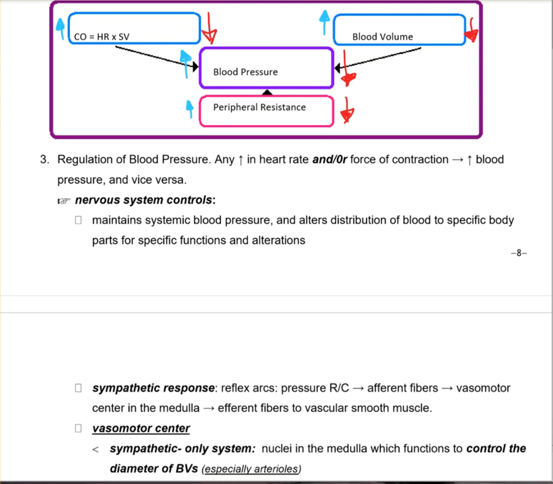Okay. Now, we talked a little bit about the regulation of blood pressure, nervous system controls for the heart, but we haven't really talked about it for the vasomotor center, for the vessels. So that's what I want to talk about for a few more minutes here before we end this lecture. We already said in our last lecture that if we increase our heart rate or the force of contraction, cardiac output goes up. And now we know that cardiac output is directly related to blood pressure. So if cardiac output goes up, blood pressure goes up.